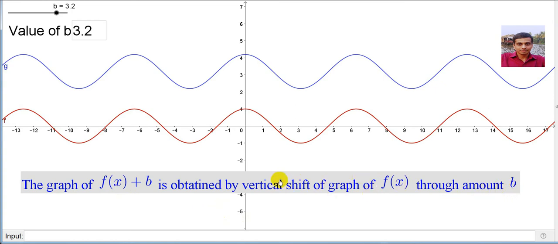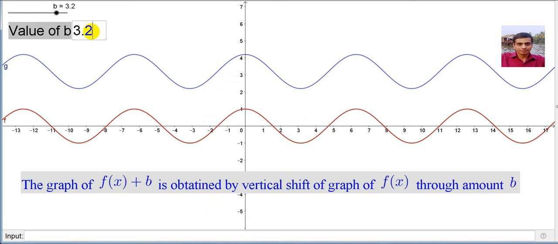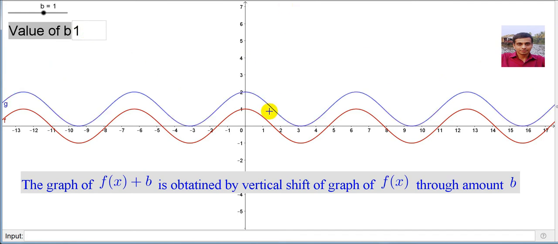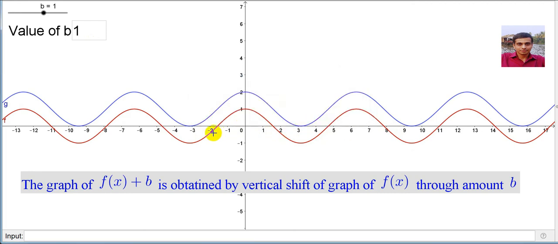Here I have plotted the graph of cos x, and the problem is to obtain the graph of cos x plus 1. So you can see we are having two graphs. The graph in red color is that of cos x and the graph in blue color is that of cos x plus 1. So this is the graph of f(x) plus b.